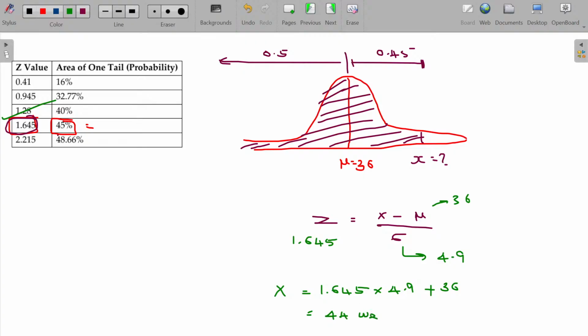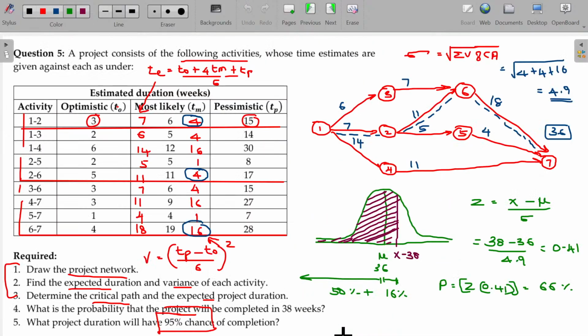If 44 weeks is given as the duration to complete, we will be 95% sure that we can meet the cutoff date. Clear? Make note of it. Finish up this page first and I will show the second batch to be called.